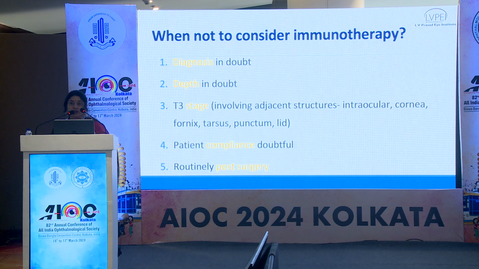Regarding the depth of involvement, we need to understand that these are options only when there is no involvement of the sclera or intraocular extension of the OSSN. Whenever there is adjacent structure involvement, we can't use these pharmacological therapies. So whenever the depth is in doubt, better not to use them. And in T3 stage, with involvement of adjacent structures, intraocular, cornea, fornix, tarsus, punctum, lid, best not to consider.